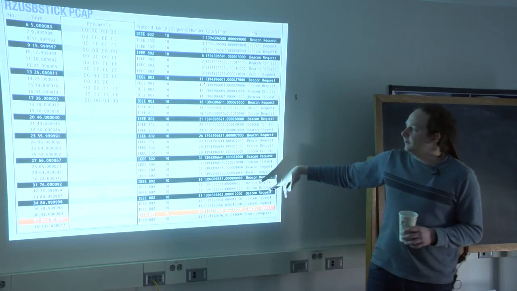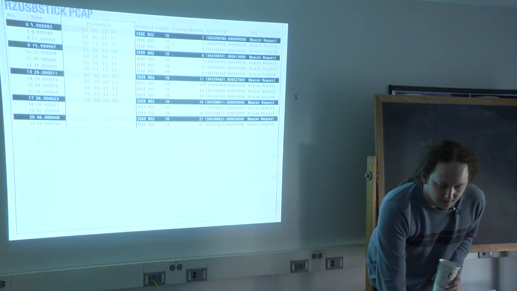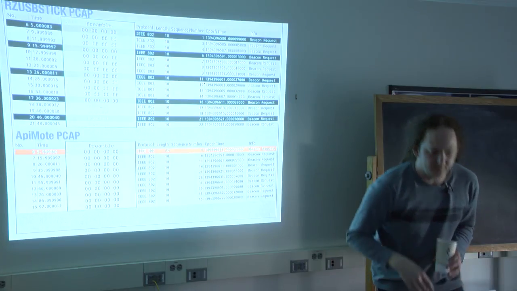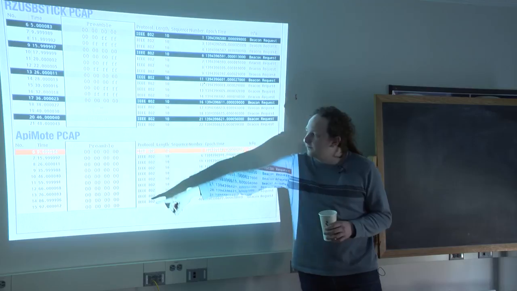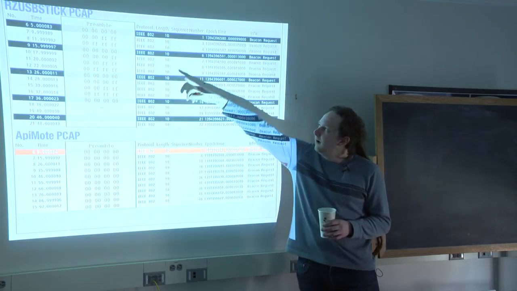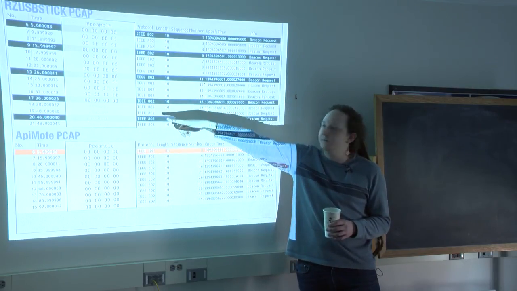This is the packet capture as the Raven sees it. We can then shrink that and add how the AP mote sees it. And you'll notice that the AP mote only sees those that were sent with the full preamble, while the Raven sees it with the abusive preambles.